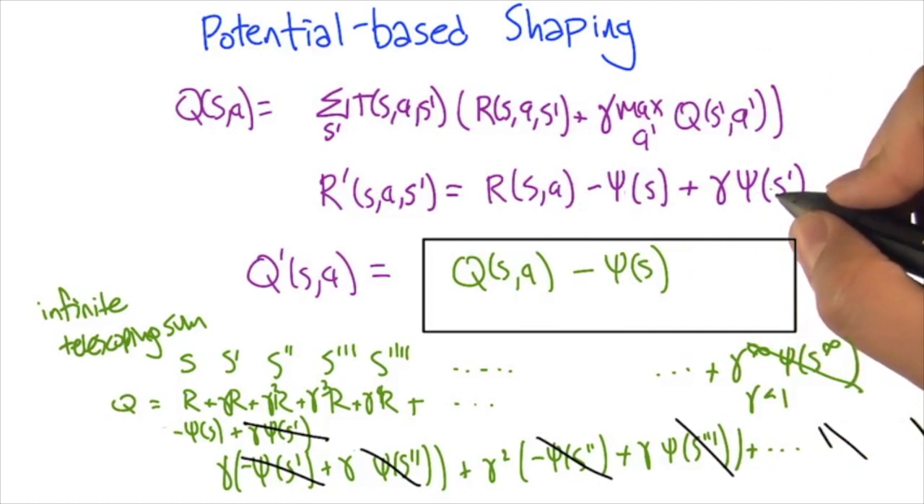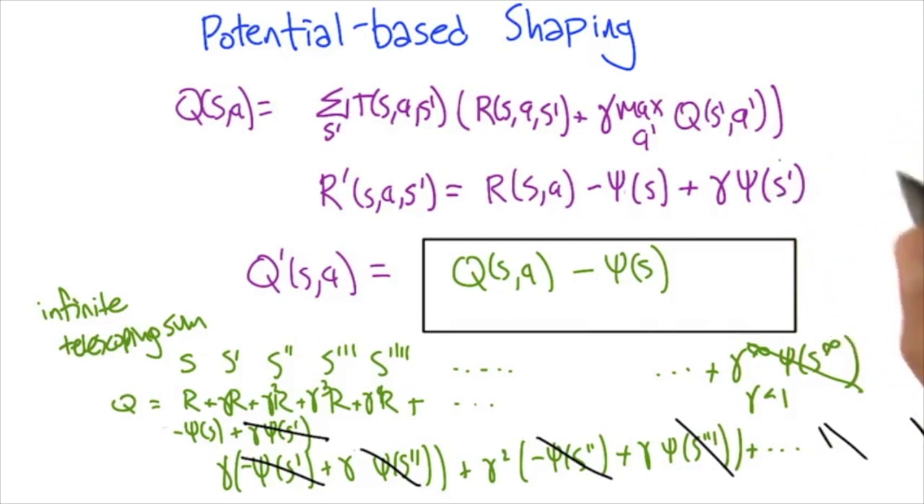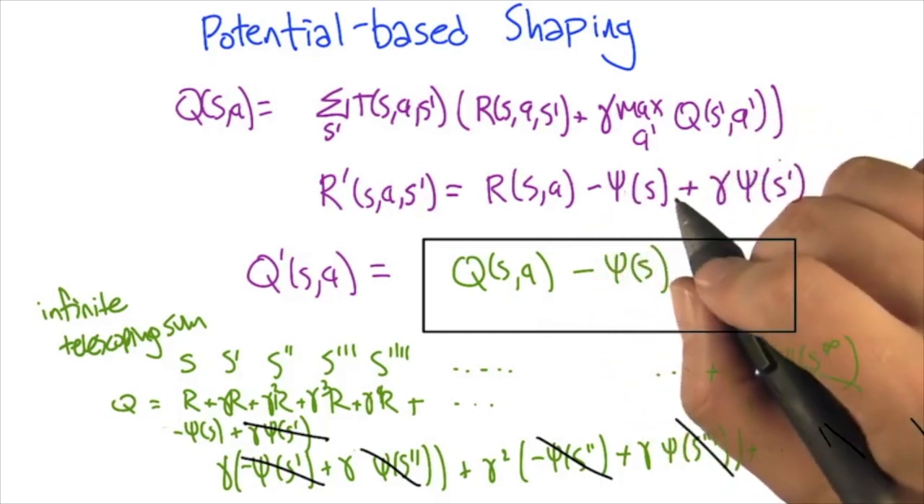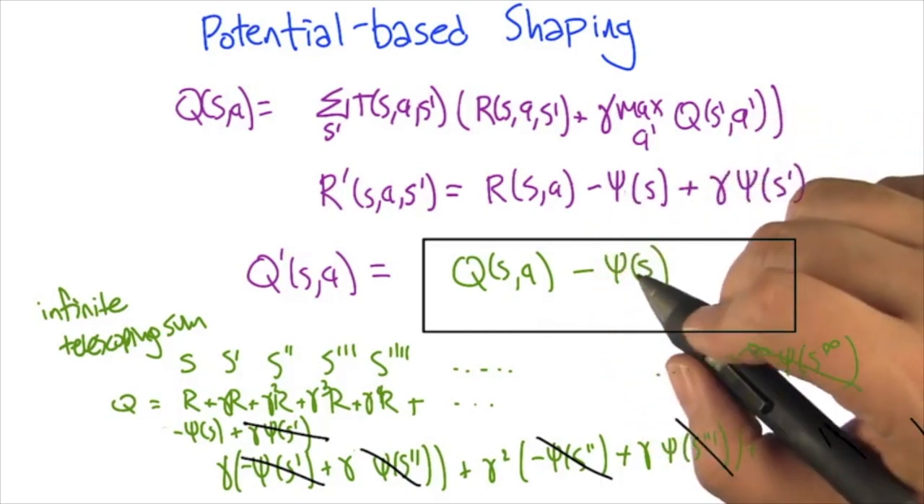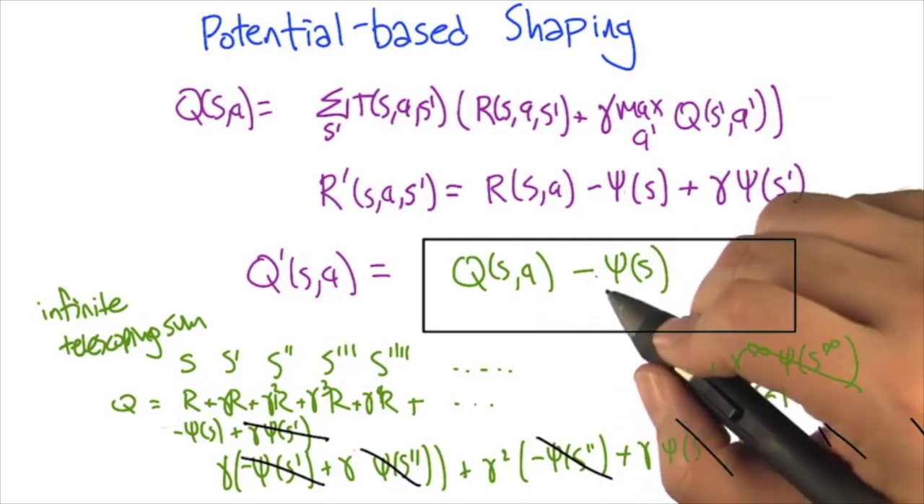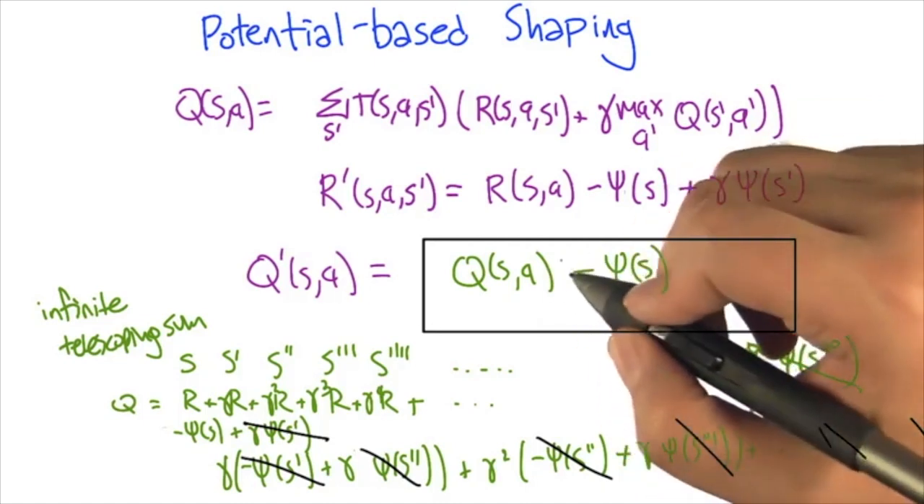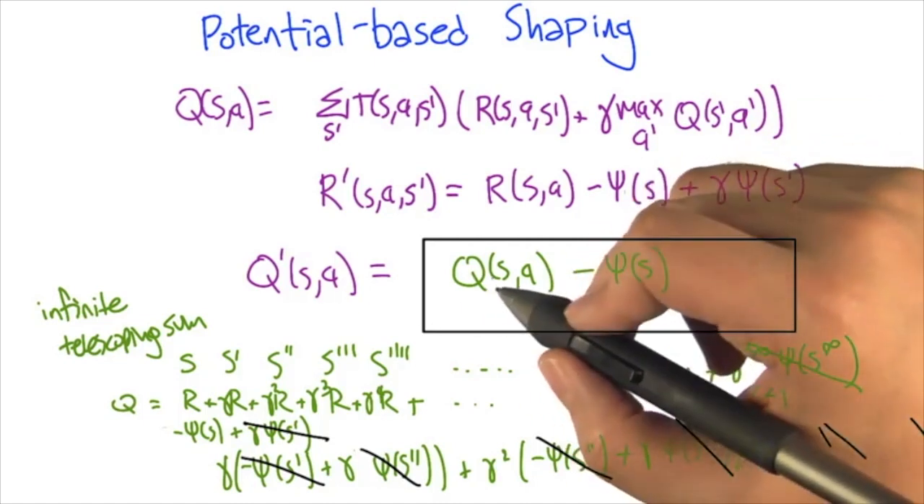Right? So another way of thinking about it is you've got r prime of s, a, s prime up there is equal to r of s, a minus psi of s plus gamma psi of s prime. Well, if you were to write down what r prime of s, a was, it would just be r of s, a minus psi of s, right? If you were to ignore the s prime part, because the s prime part only matters with the discounted future. So then Q prime is just the rewards that you would get minus the potential you're about to lose. So I think it works out just fine. I guess so. I guess I just wondered.